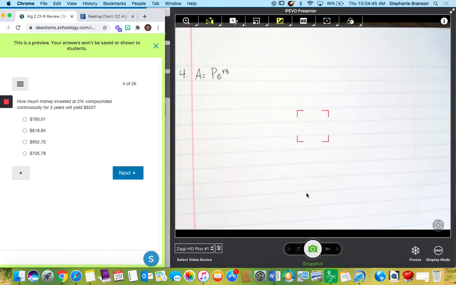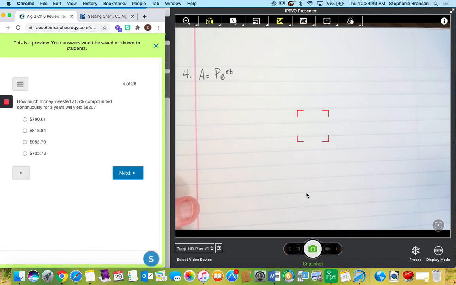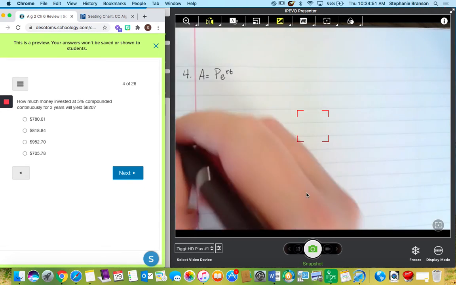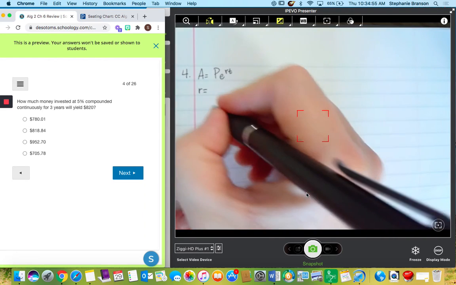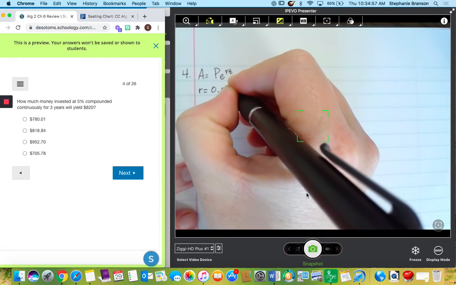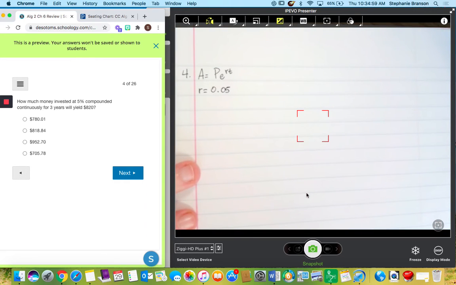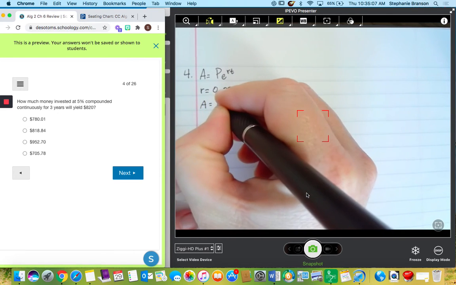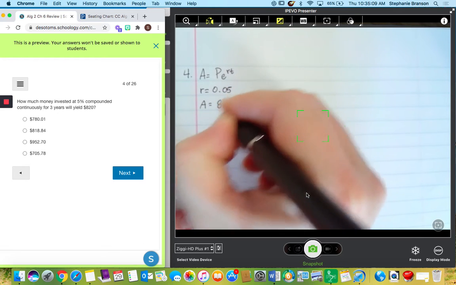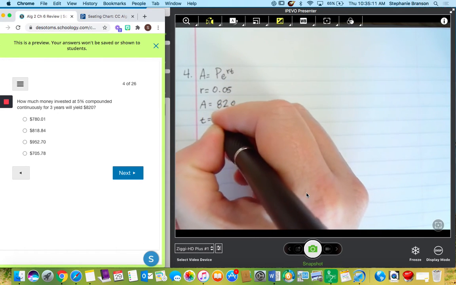All right, remember P is your initial principal. We don't know how much that initial principal is. E is your natural base. R is your annual interest rate. So it said our annual interest rate was 5%, so that is 0.05 as a decimal. And then A is the amount after T years. So A equals our amount, $820 after T years, and it said for 3 years.